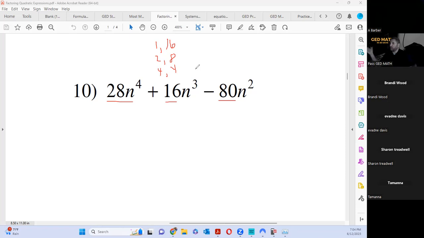1 times 16, 2 times 8, 4 times 4. I have now all the factors of 16. So now when I look at them, I realize that 4 goes into 28 and 4 goes into 80. So now I'm going to pull out a 4. I'm going to factor out a 4.